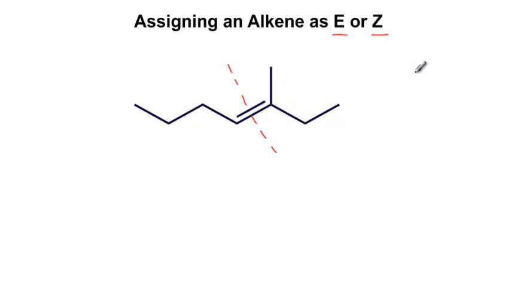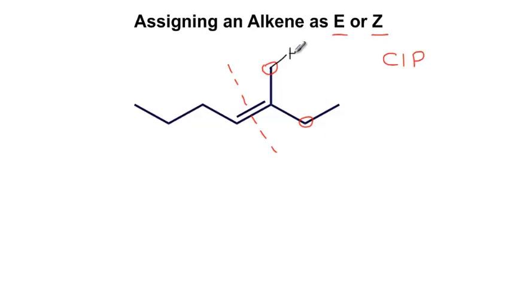We're going to look at the right hand side first, and we're looking for which group has priority. To do that, we're going to use a system called the Cahn-Ingold-Prelog system that's based on atomic number. Higher atomic number means higher priority. So we're going to look at the atoms coming off the double bond carbon. I'm going to put these red circles around the first atoms that we come across on the right hand side here. Those two atoms are carbon. Carbon and carbon are the same, so we can't assign any difference based on those two.